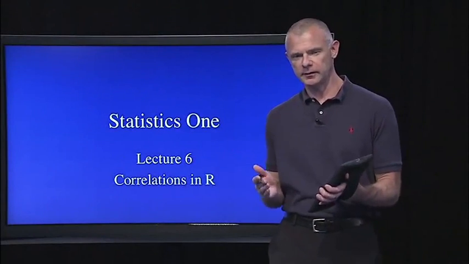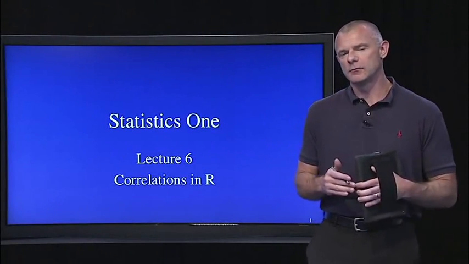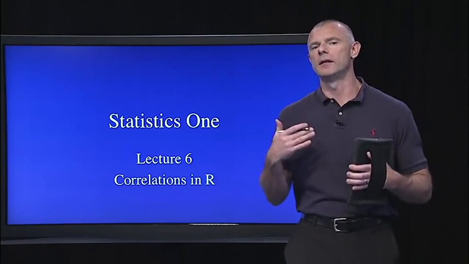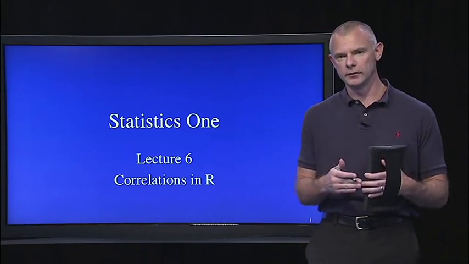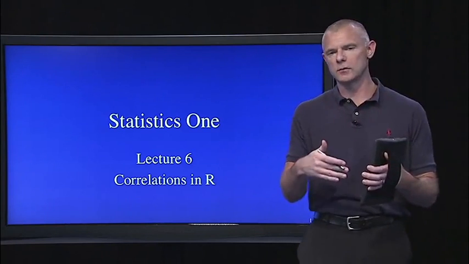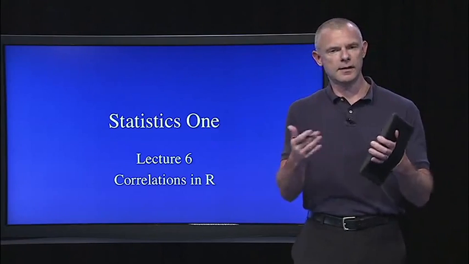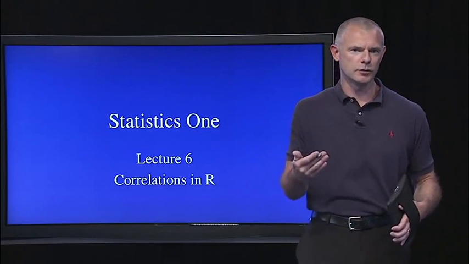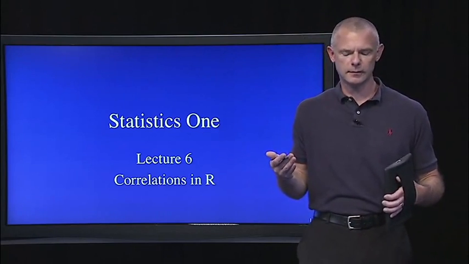We're up to Lecture 6, and today what we'll do is some correlation analyses in R. In the last two lectures, we spent a lot of time talking about correlations. In Lecture 4, I did a basic introduction to correlations and walked through the calculations of the correlation coefficient. We talked about assumptions underlying the correlation analysis.